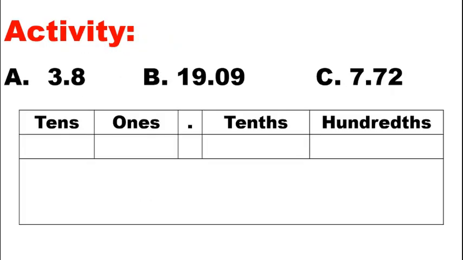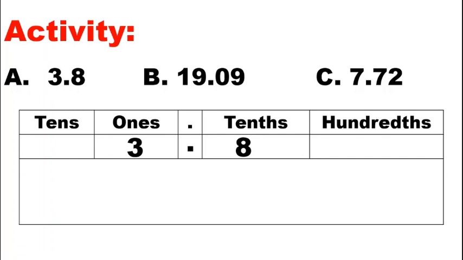So we have here the activity. We have A, B, and C. We'll start with the first activity item, letter A, 3.8. We write 3 in our ones. Do not forget the decimal point, and 8 will be in our place value tenths.